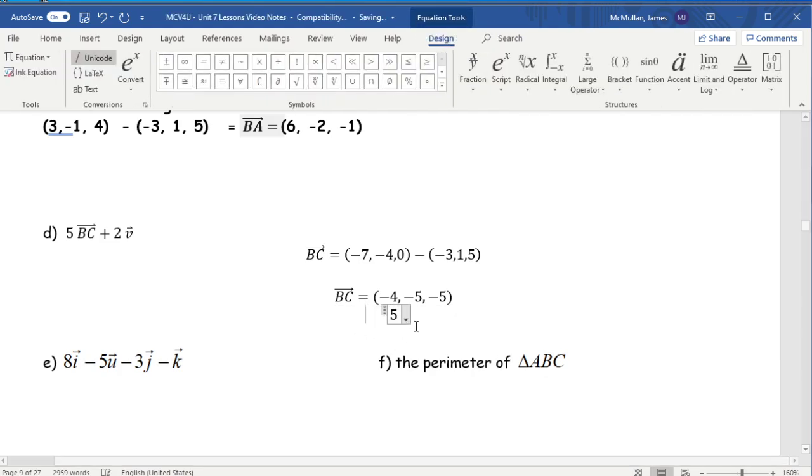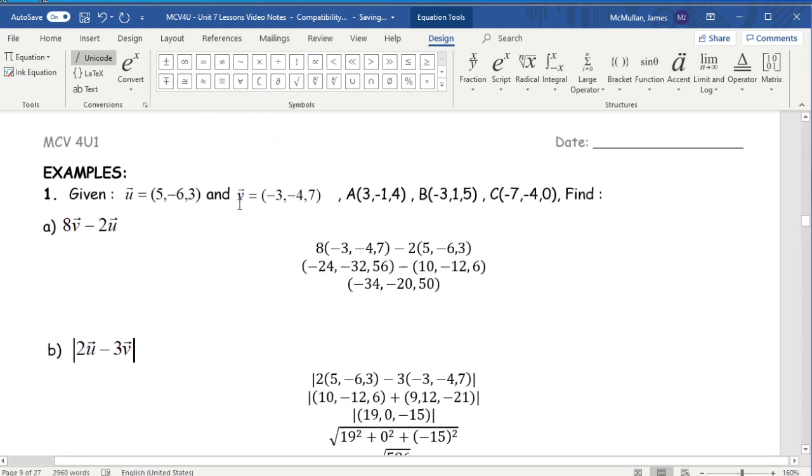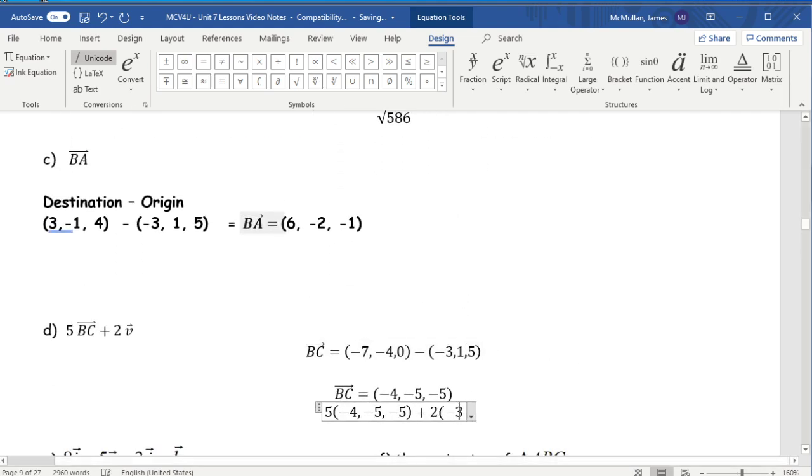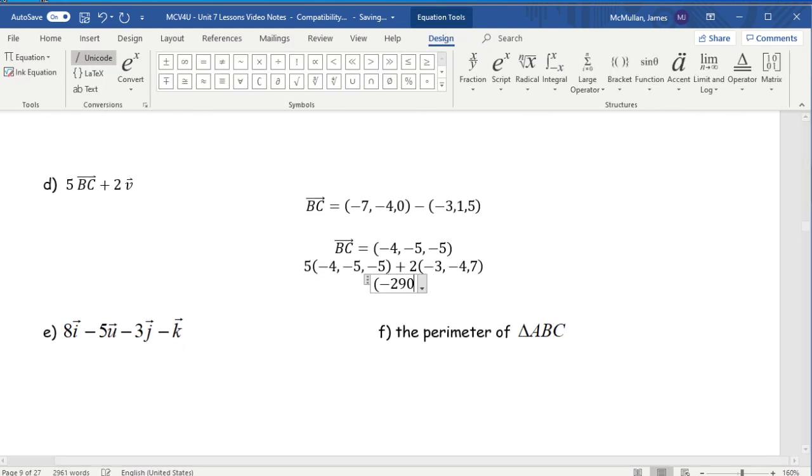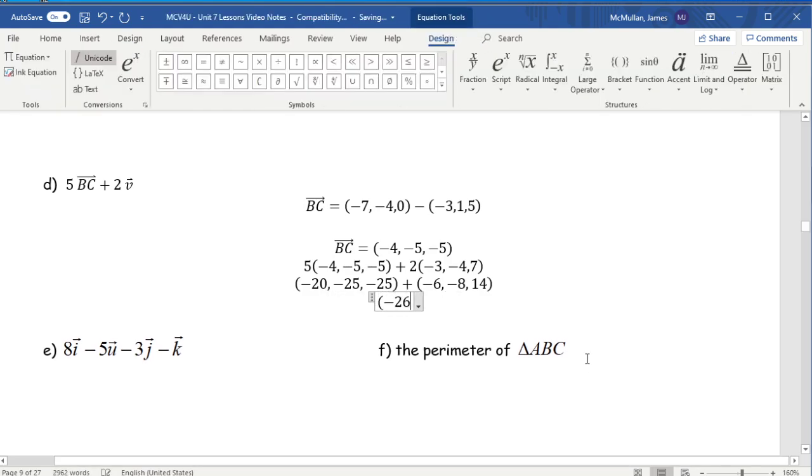So there's vector BC. Now we need 5 of those, plus 2 times vector V. Vector V, remember, was -3, -4, 7. And we just do the arithmetic. So -20, -25, -25, plus -6, -8, 14. So we get -26, -33, and -11. And this would be our answer for 5 BC plus 2V.